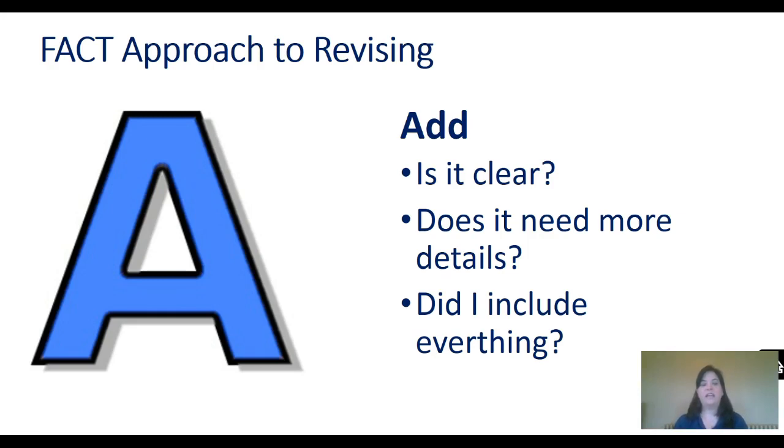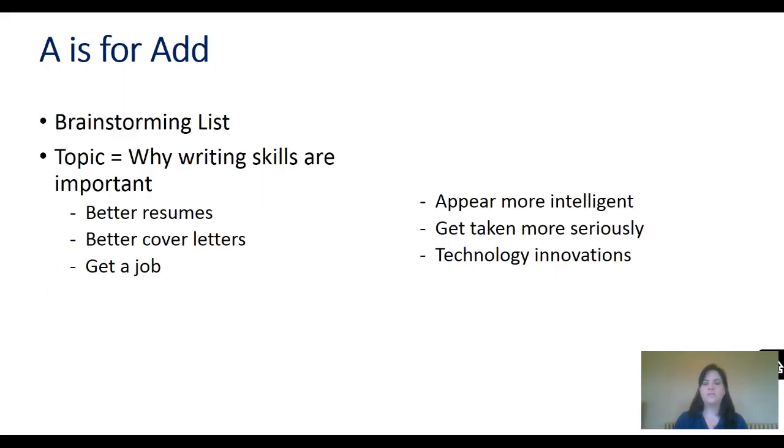Here you want to look for anything you need to add to your paragraph to make it easier to understand. You want to ask yourself, is the paragraph clear? Does anything need more details or explanations? And did I include everything I meant to? So going back to our brainstorming list, applying the A for add step, we want to look for anything that isn't clear or could use some more information.